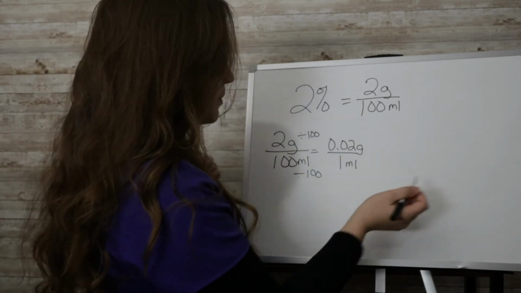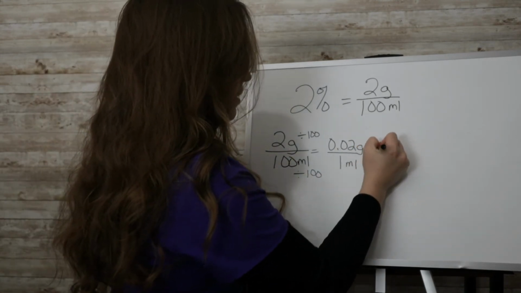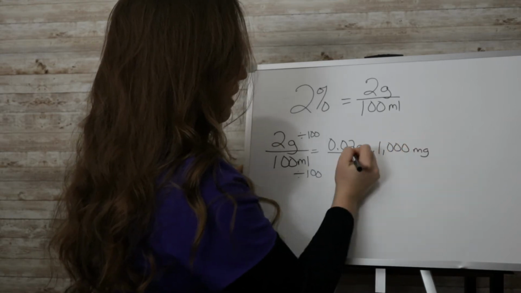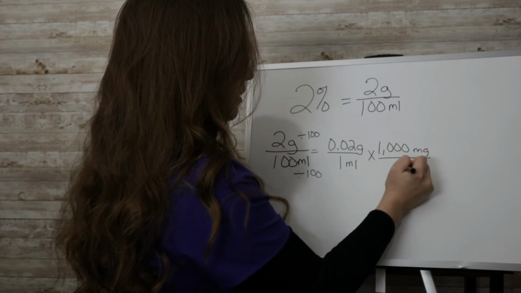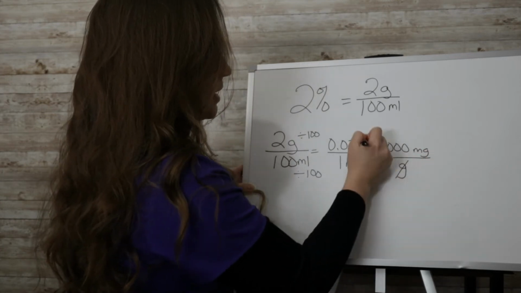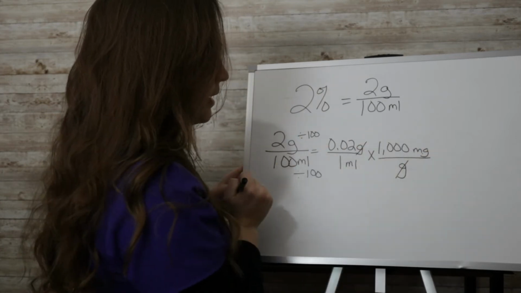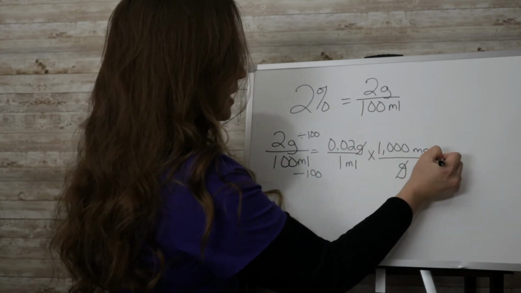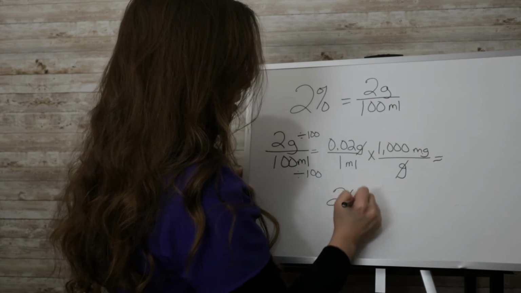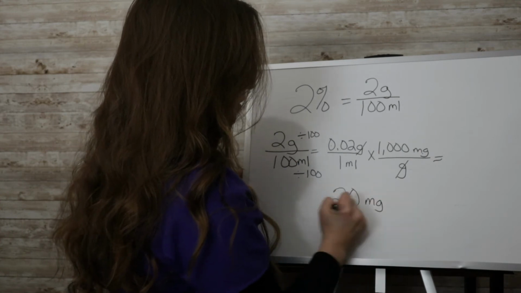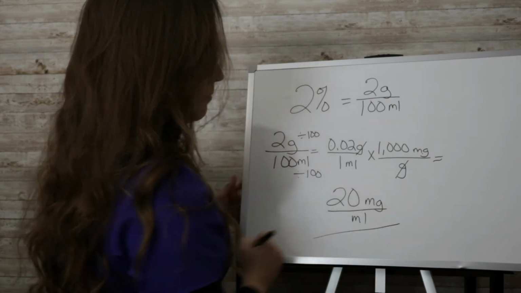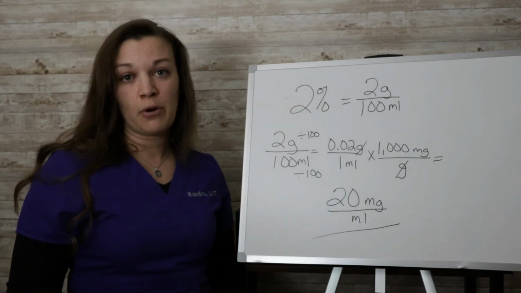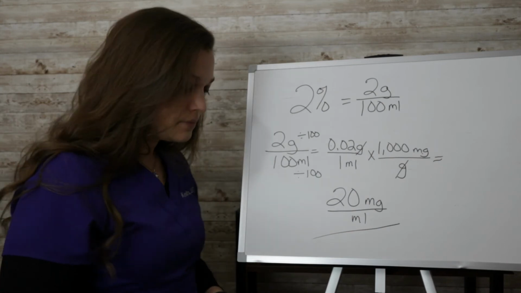Okay, so let's put this in mg per mil. 1,000 milligrams for every 1 gram. Put our grams on the bottom so they cross out because we want to end up in milligrams. 0.02 times 1,000 is 20 mg per mil. So lidocaine is a 20 mg per mil solution.